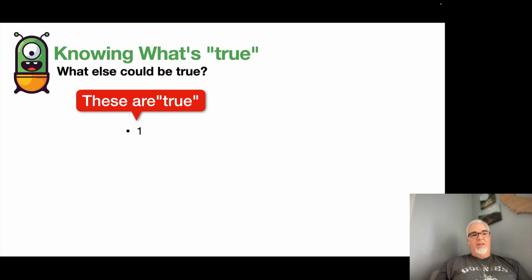So the number 1 is true. The number -1 is true. In fact, any number that is greater or less than 0 is true, even negatives. The string hello is true. Any string is true, with a single exception. The word true is, of course, true. And the result of 5 plus 4 is also true, because that evaluates to 9, which means it's a value that is not equal to 0.